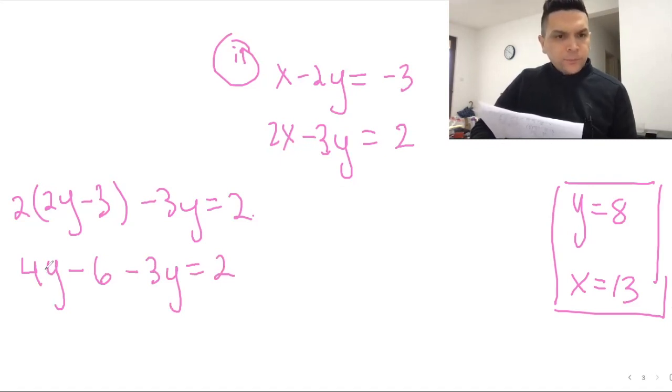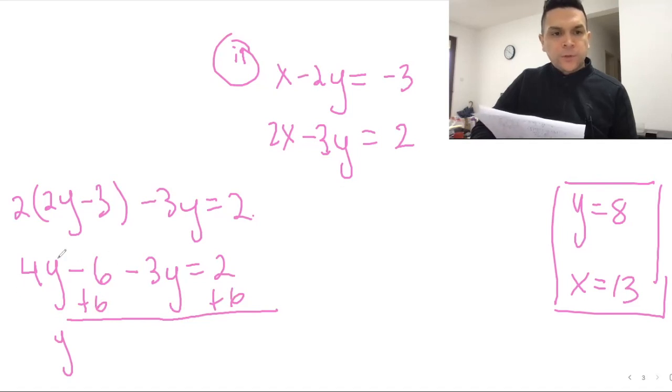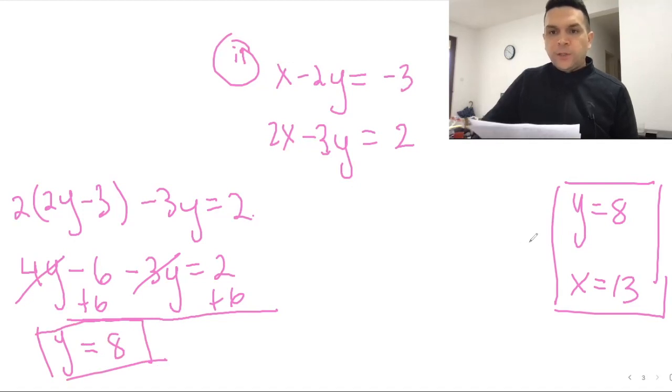So we got 2 times 2y equals 4y, 2 times -3 equals -6, minus 3y equals 2. 4y minus 3y is just y, right? And then this -6, I can add 6 to both sides. This becomes 0, so these two became 1, and I add 6 to cancel the -6 and send it to this side. And I get 8. And indeed, y equals 8, just like this one.